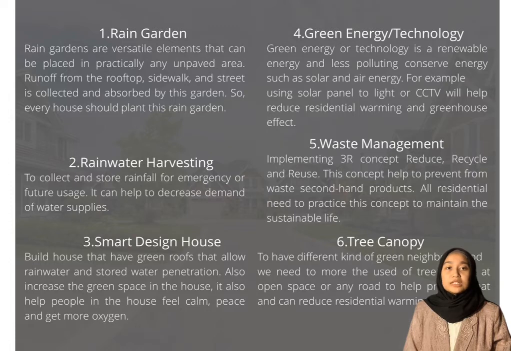And last but not least, tree canopy. To have a different kind of green neighborhood, we need to increase the use of tree canopy at open space or any road to help prevent heat and reduce residential warming.